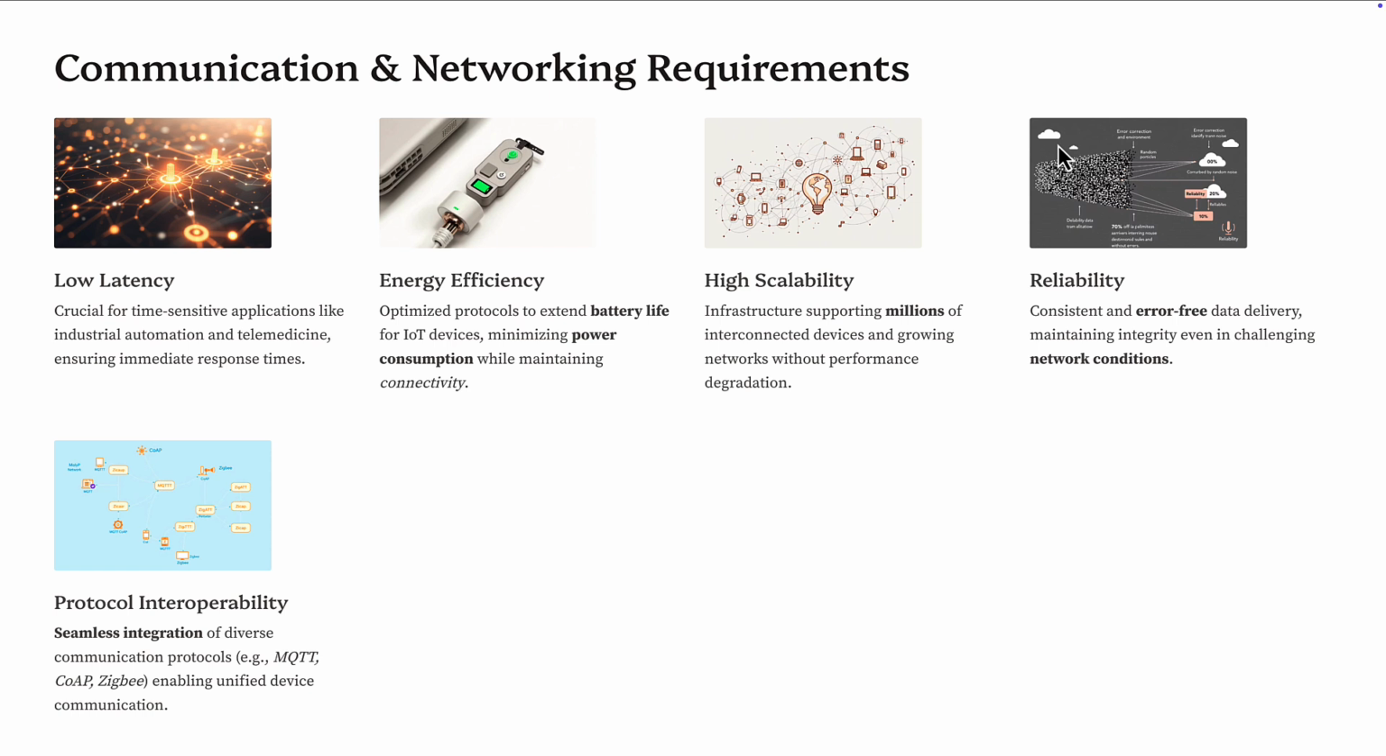And protocol interoperability, it's because different type of devices, they are going to communicate over the globe all together, so they need to be interoperable. And for this, we use standard protocols like MQTT or CoAP or ZigBee. These are different types of communication protocols and application layer protocols on the internet.